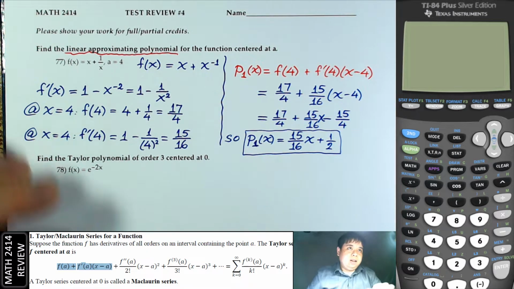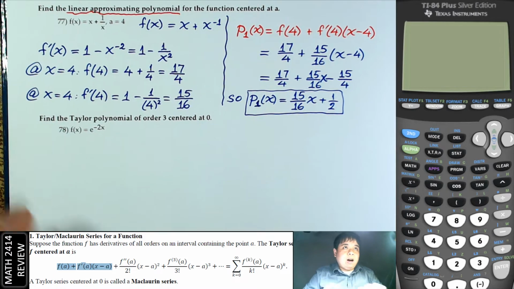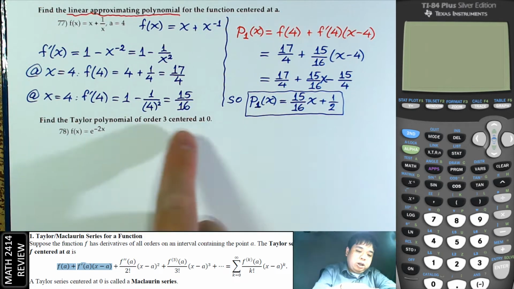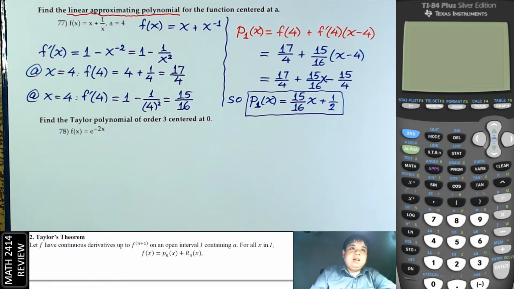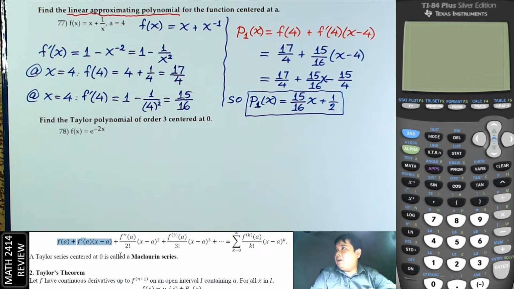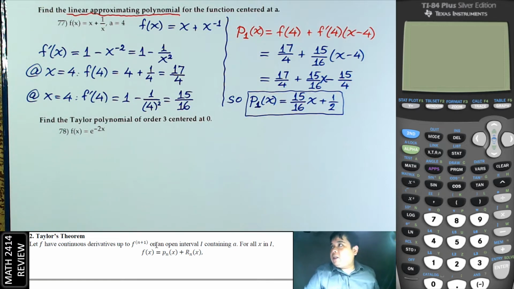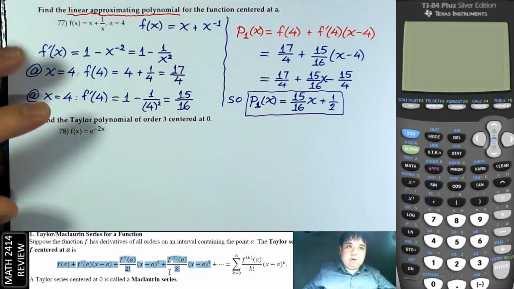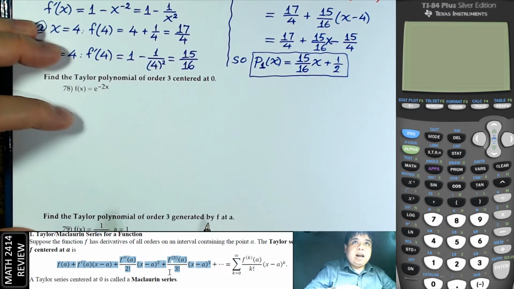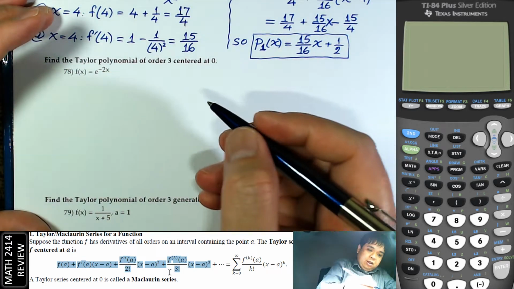Next, find the Taylor polynomial of order 3 centered at 0. For this, we can use the formula up to order 3, so up to third degree, so it will be that. However, for this we just construct the table as we did in class. So we make a table.